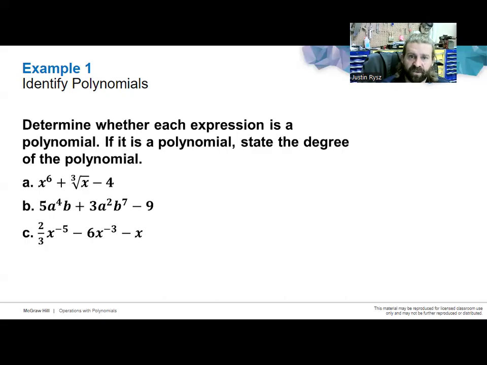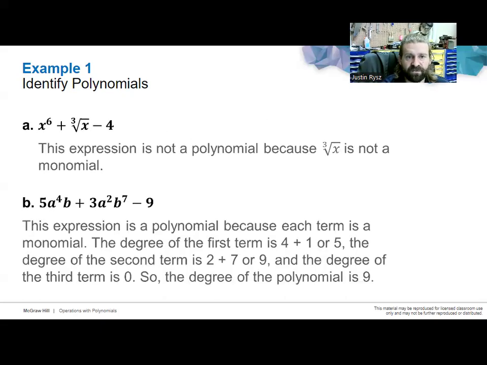a polynomial, and if it is a polynomial, state the degree. All right. So the first one here, this is not a polynomial because here you go.